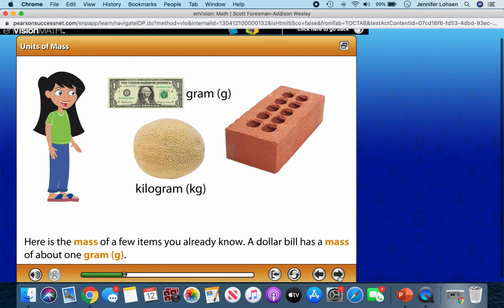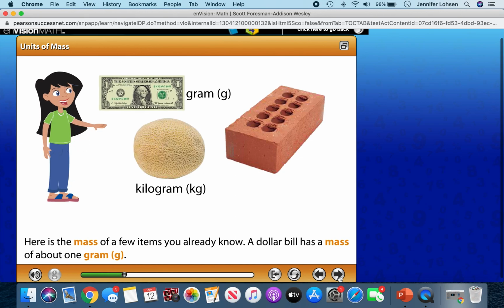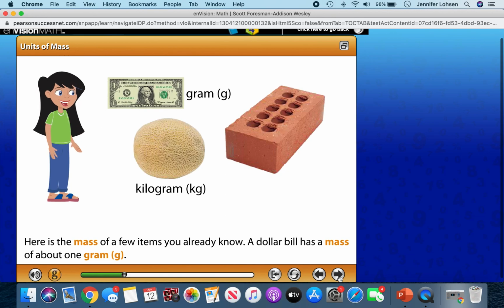Here is the mass of a few items you already know. A dollar bill has a mass of about 1 gram. Okay, so if you have not paused the video to go and grab yourself a dollar bill or a $5 bill or any kind of bill that you have, it doesn't matter, I would like for you to do so at this time just so that you can get that real life reference, that concrete feeling of what 1 gram feels like, okay?